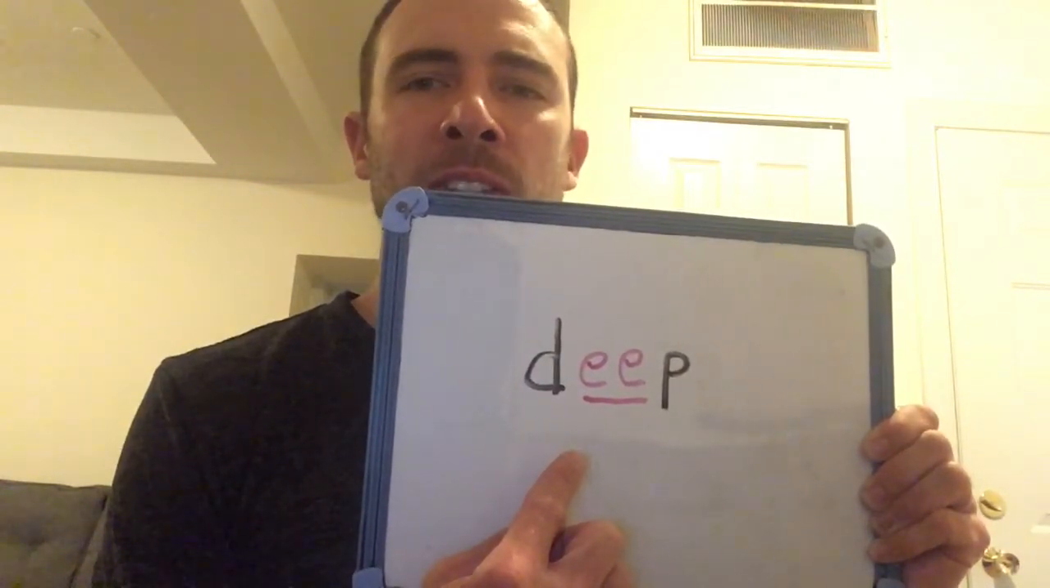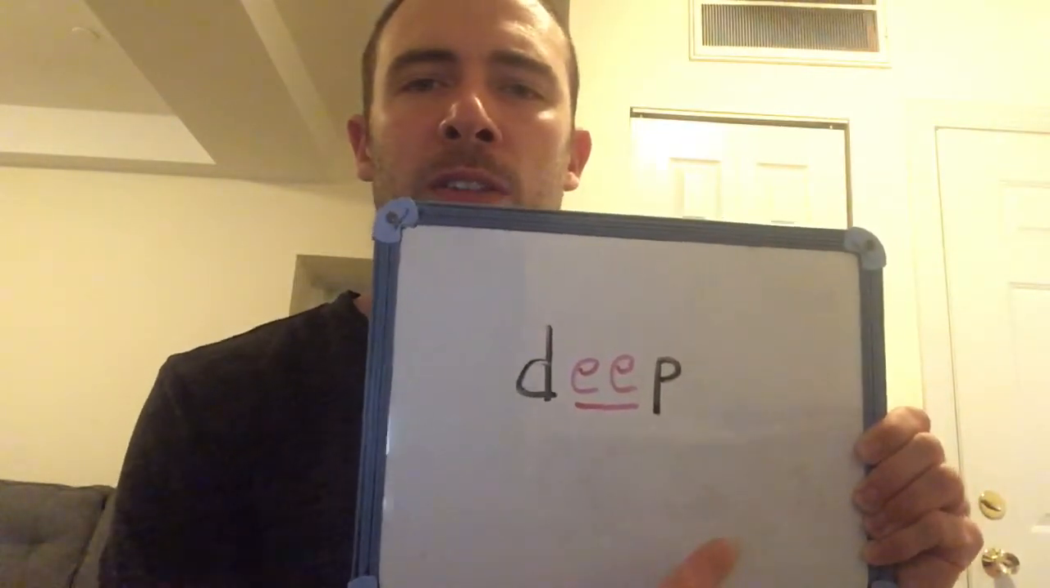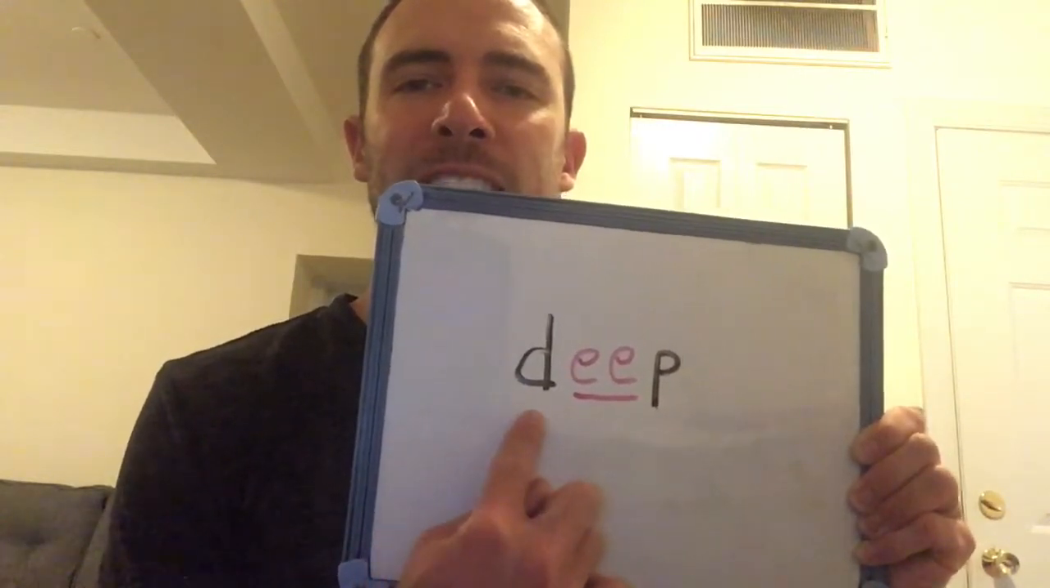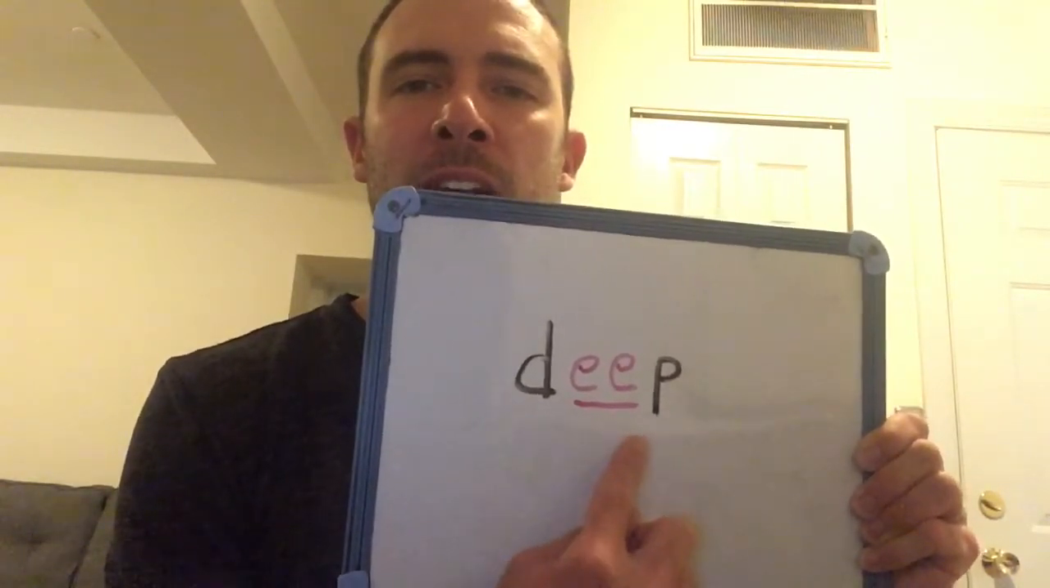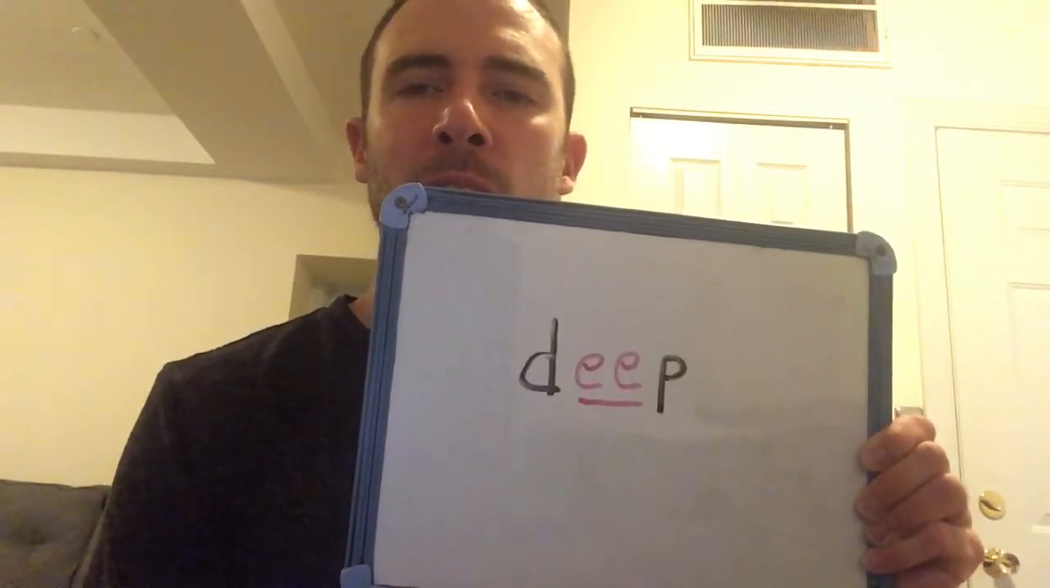I'm not sure if I want to go in the water. It might be too deep. This word is deep. D, E, P. Just like water can be very deep in a pool or a lake.